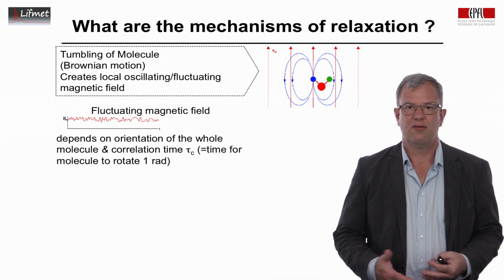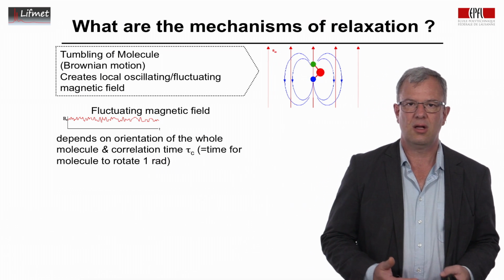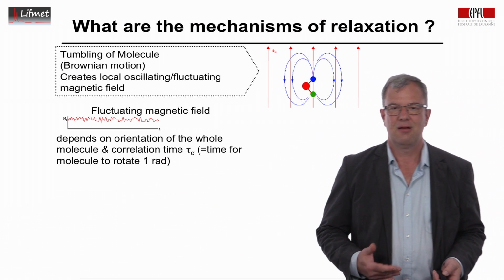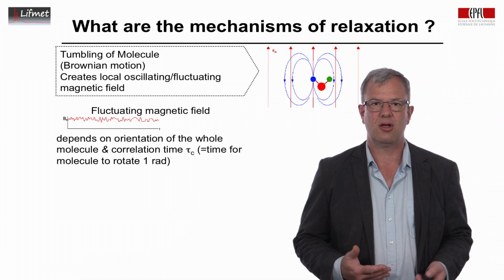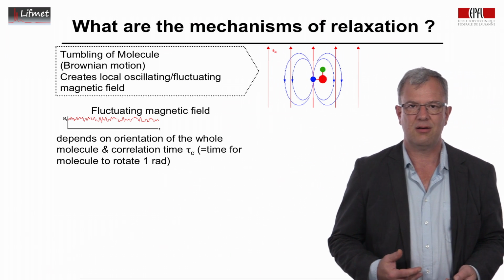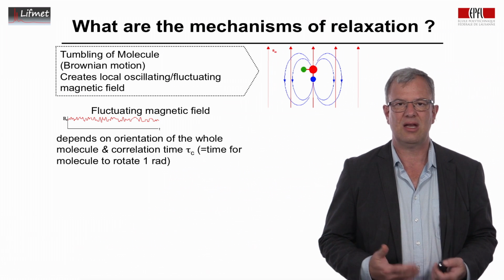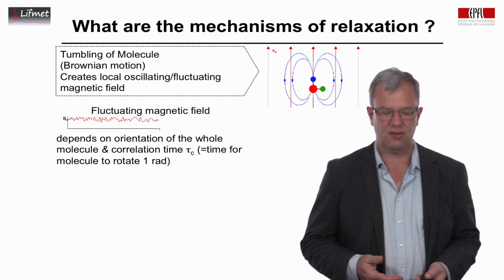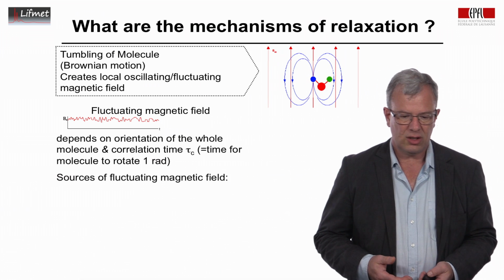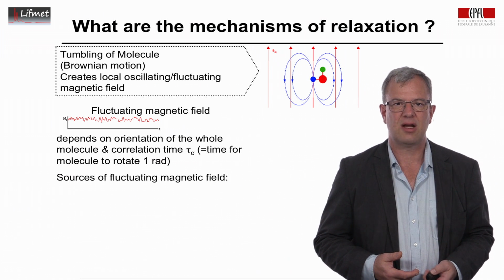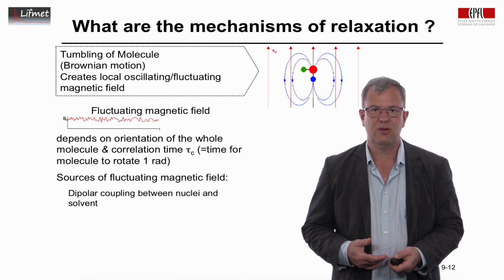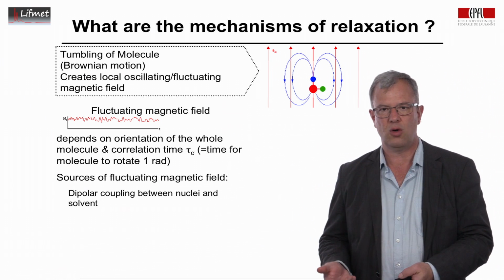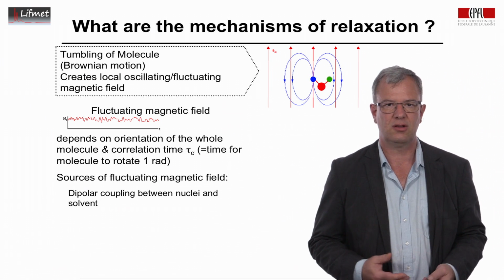This field depends on the orientation of the molecule, and how it behaves is described by the correlation time tau c. The correlation time is defined as the time for a molecule to rotate by about 1 radian. It essentially is a measure of how long the motion between two molecules, for example, is correlated. Now, what are some sources of this fluctuating magnetic field? We have coupling between dipoles of the nucleus of interest and the solvent. So if we take, for example, glucose in water, then the glucose molecule will interact with the water.